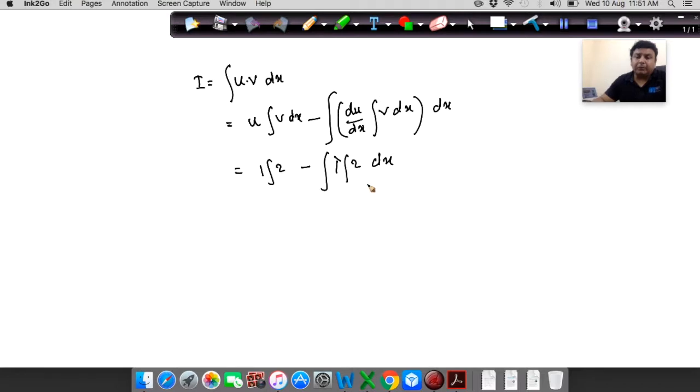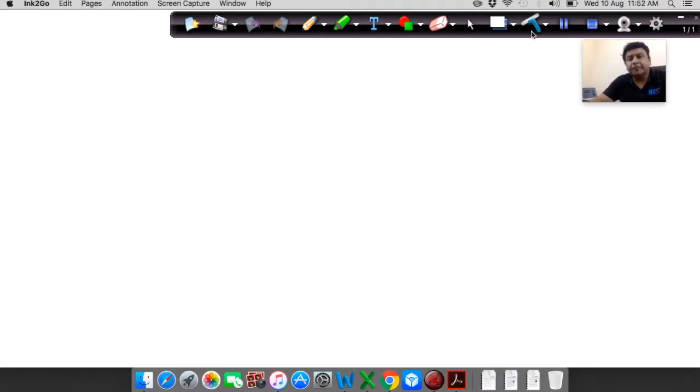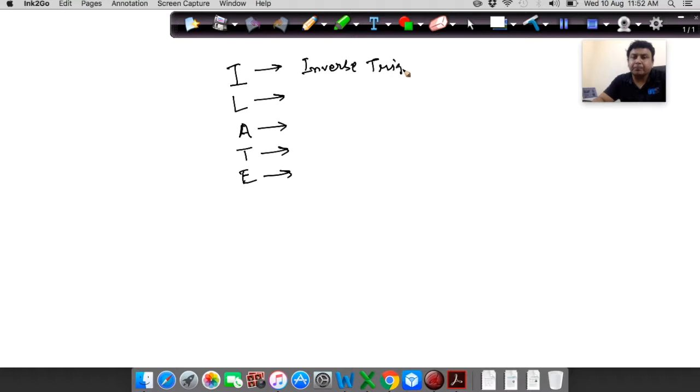So the choice of first function and second function depends on this series, the letters ILATE. Though this is not a formula as such, it is used and fits pretty much into the system. I stands for inverse trigonometric functions. This is existing, it's not created by me, it is there.